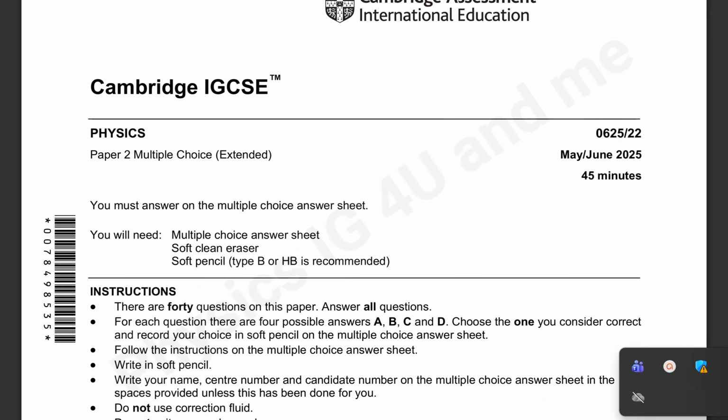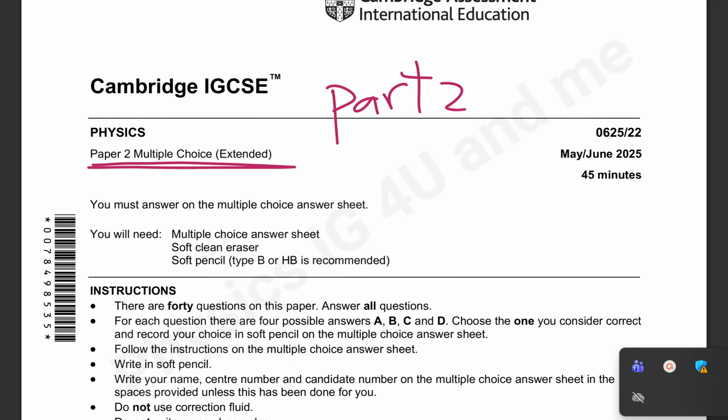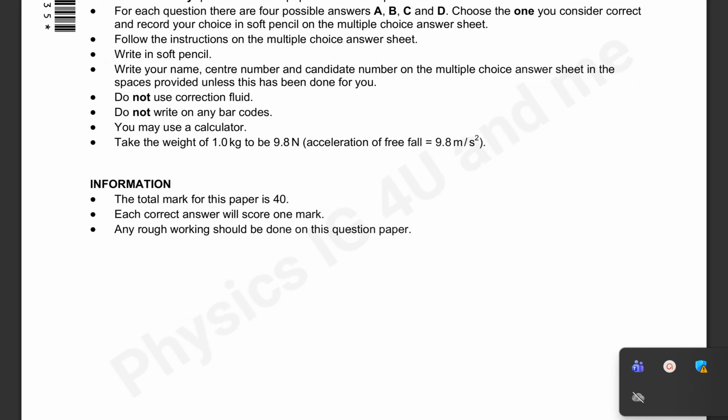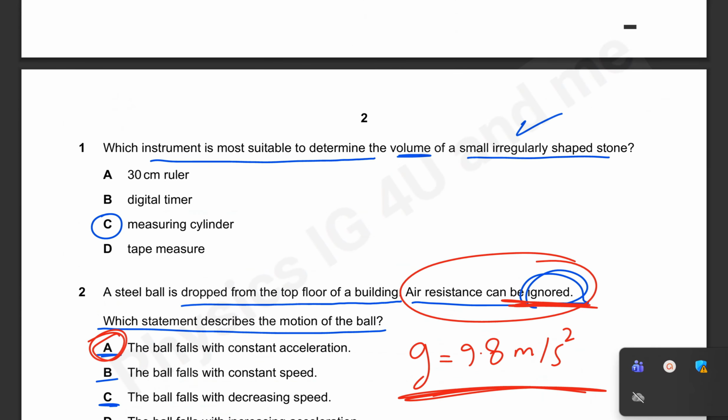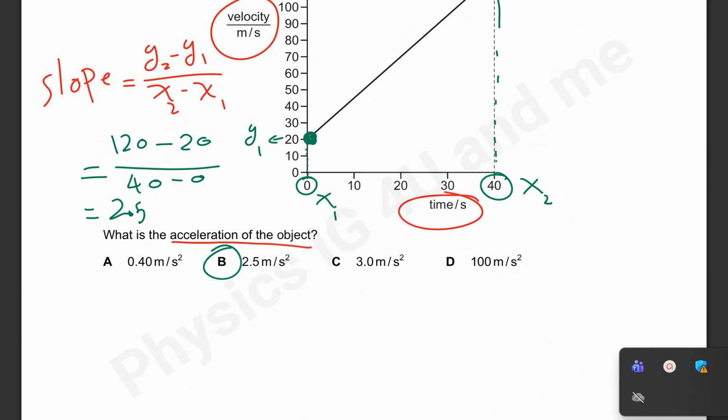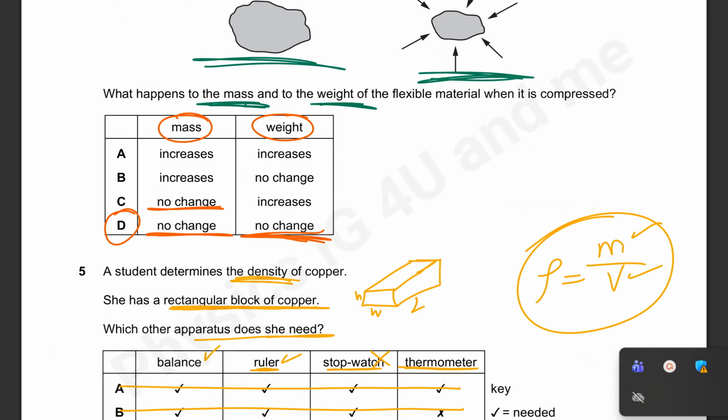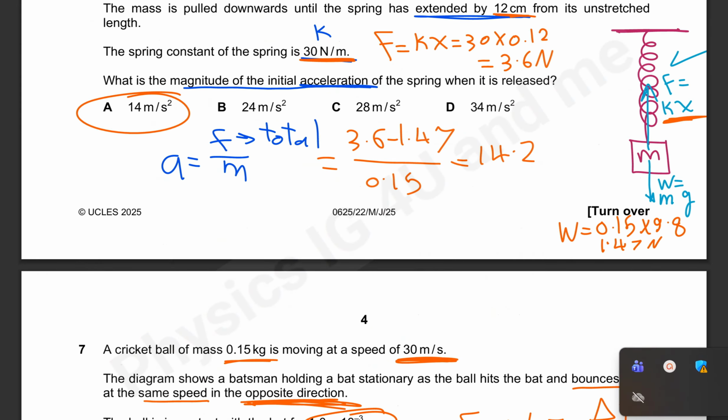Today we're completing, this is part 2. Okay, we are solving paper 2 extended May-June 2025 variant 22. In the first part we finished from question 1 until question 10. So today we are going to complete from 11 until 20.